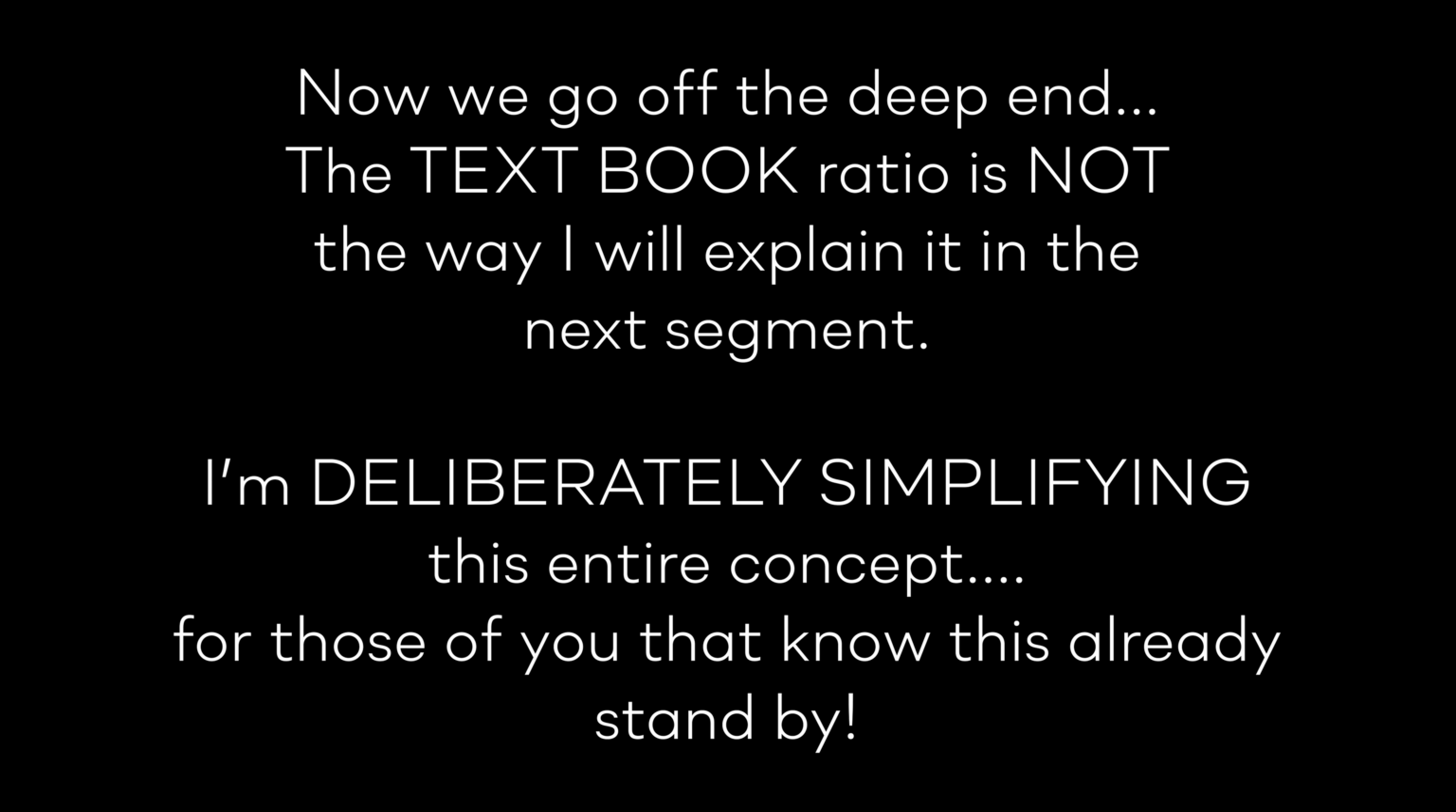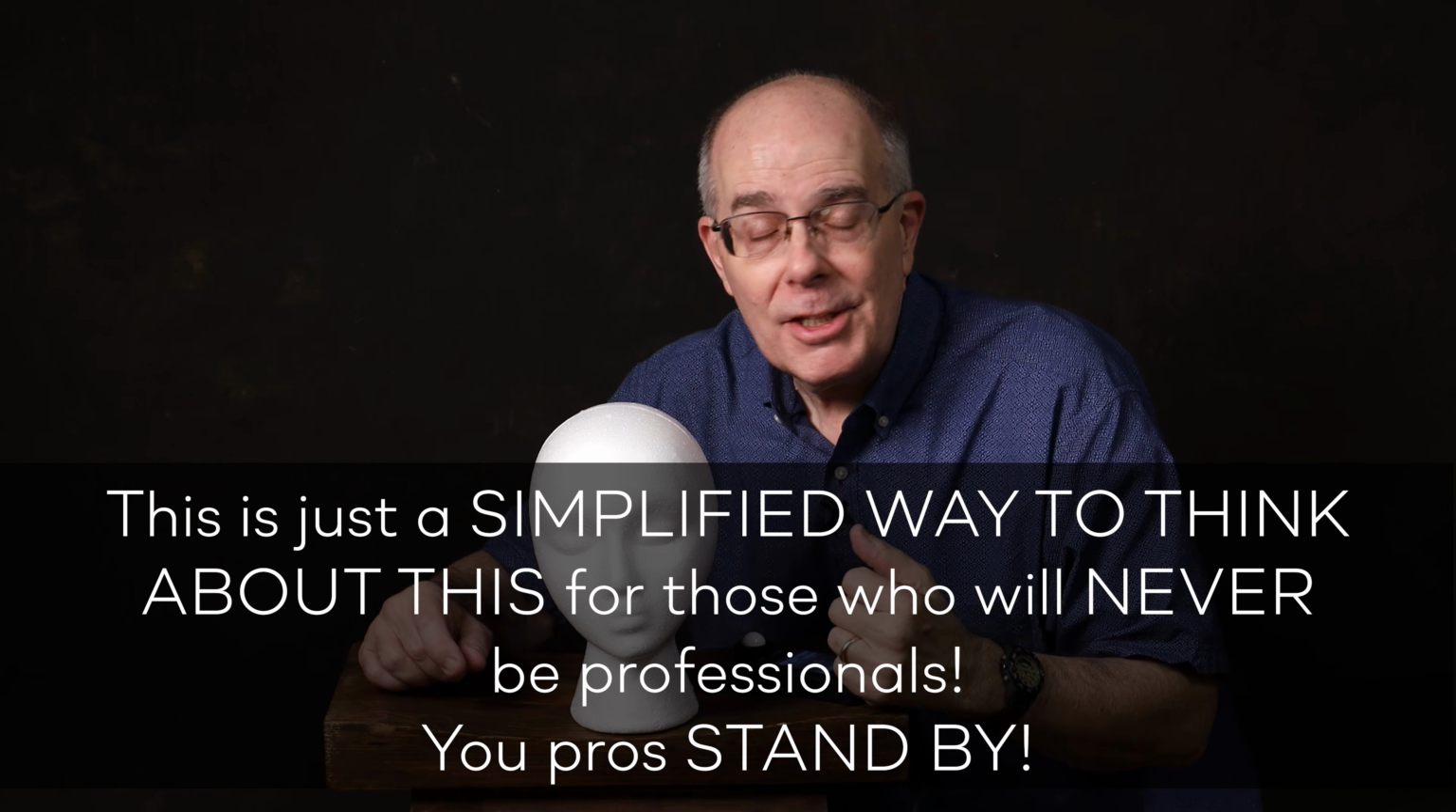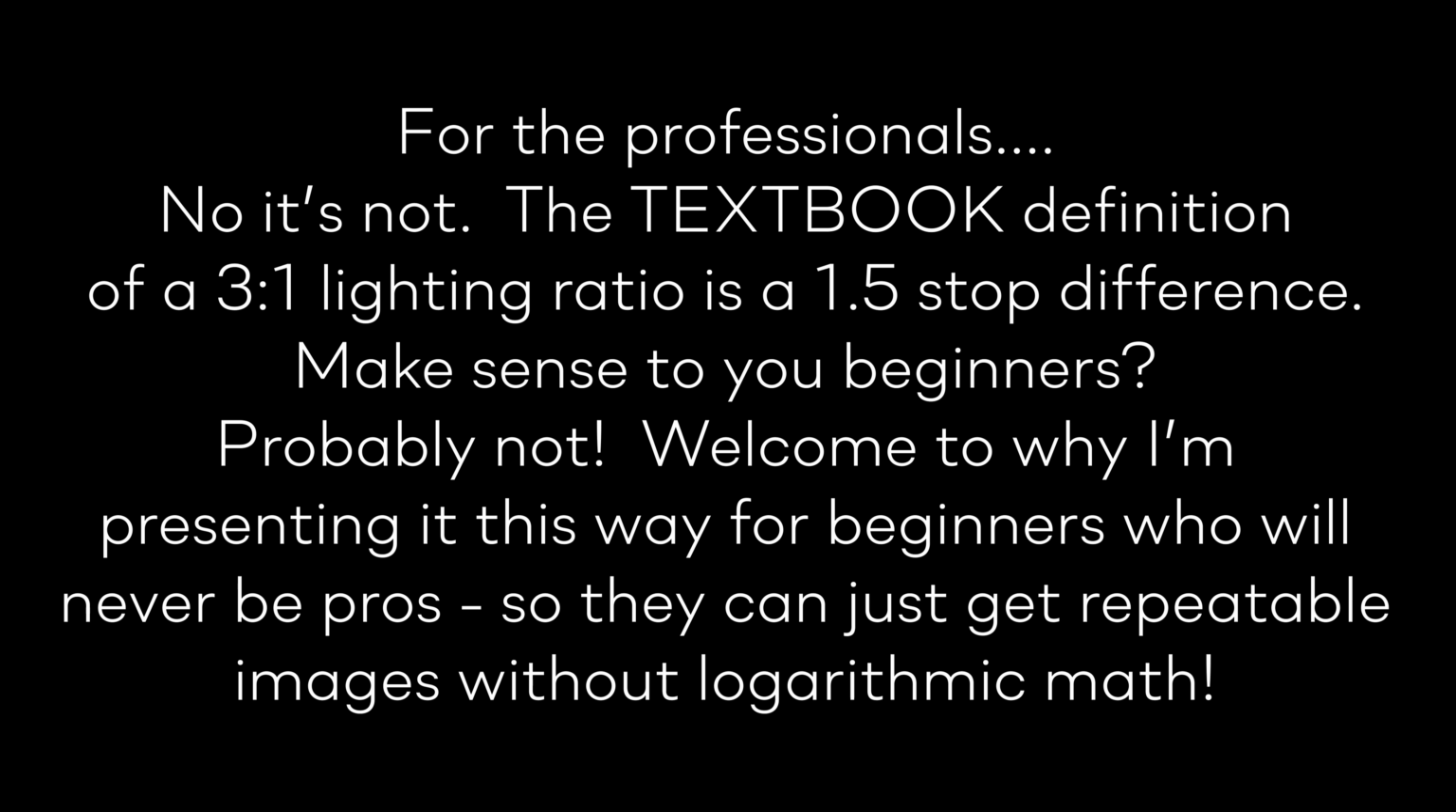Okay, so what have we learned here? We have learned our lighting ratio. We're at f/4 with the key light, and without the key light, we're at f/1.4. So what's our ratio? 1.4 to 2 is 1, 2 to 2.8 is 2, 2.8 to 4 is 3. So our lighting ratio is 3 to 1. Three stops of key light, one stop of fill light.